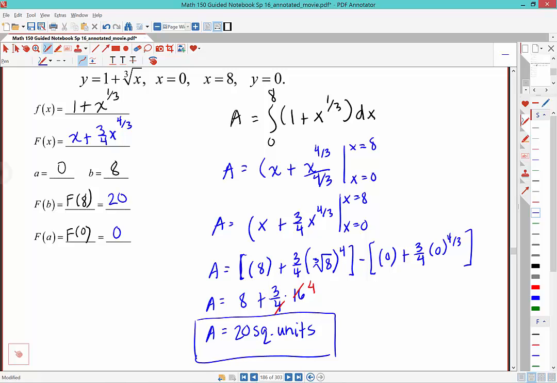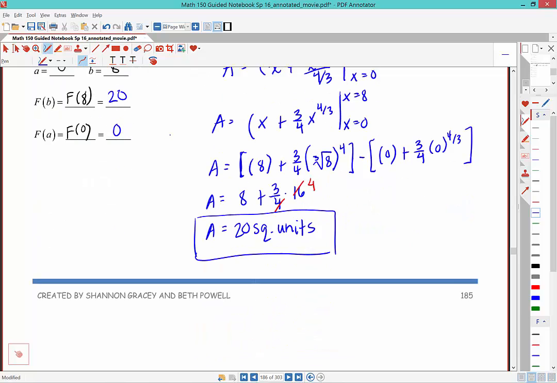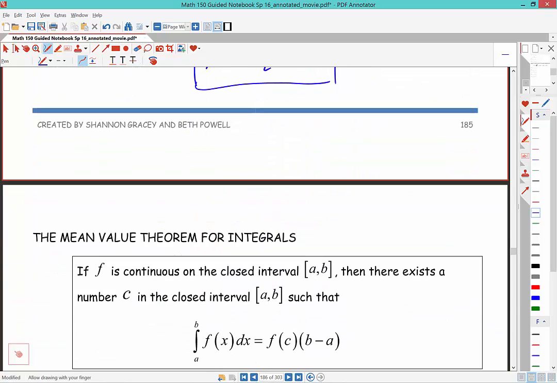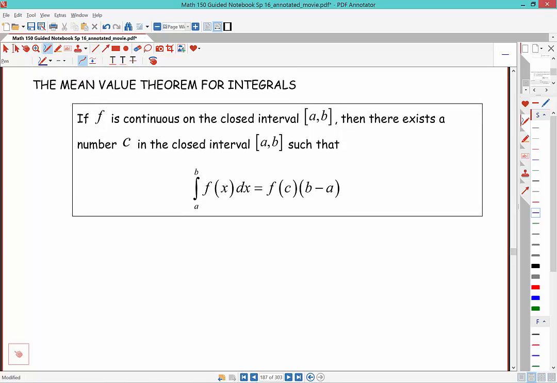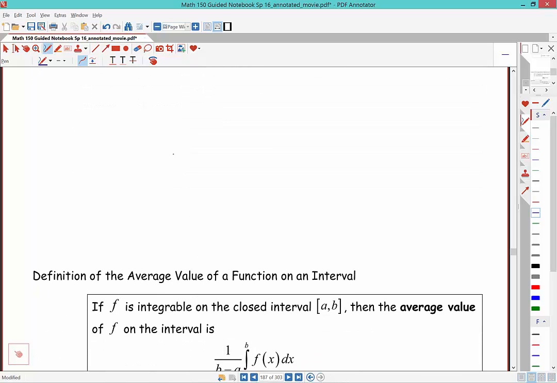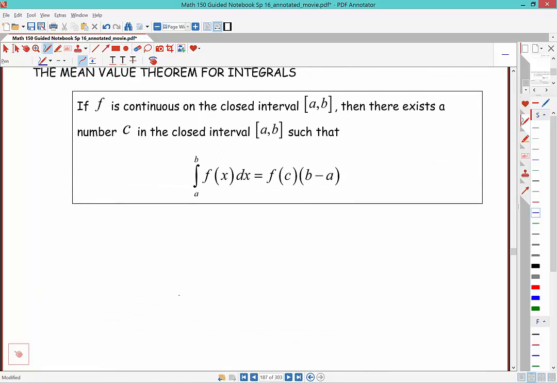Okay, so moving right along. Now we're at the mean value theorem for integrals. So for this, basically, what we have is, I don't think I left enough room for the proof of this.